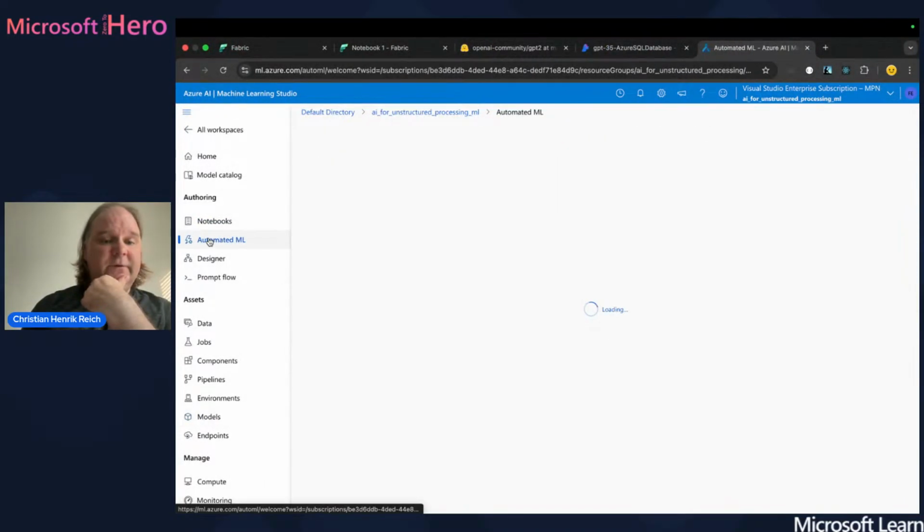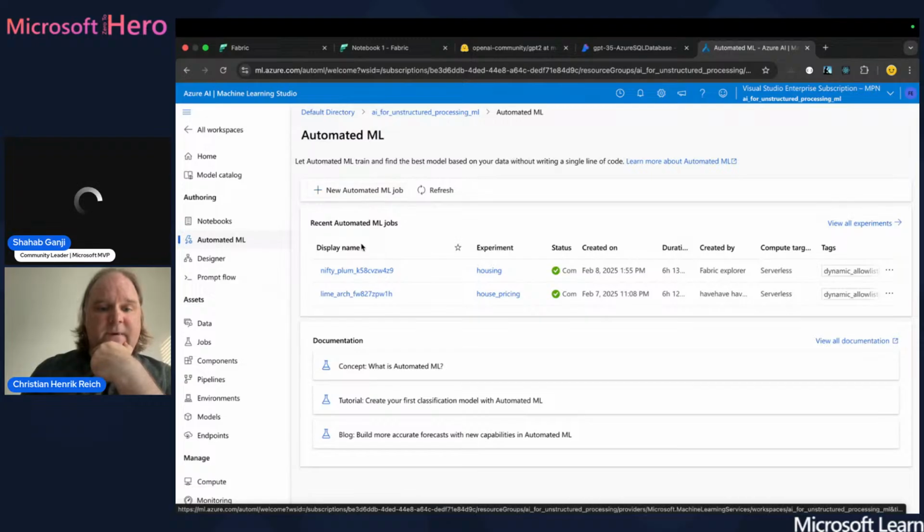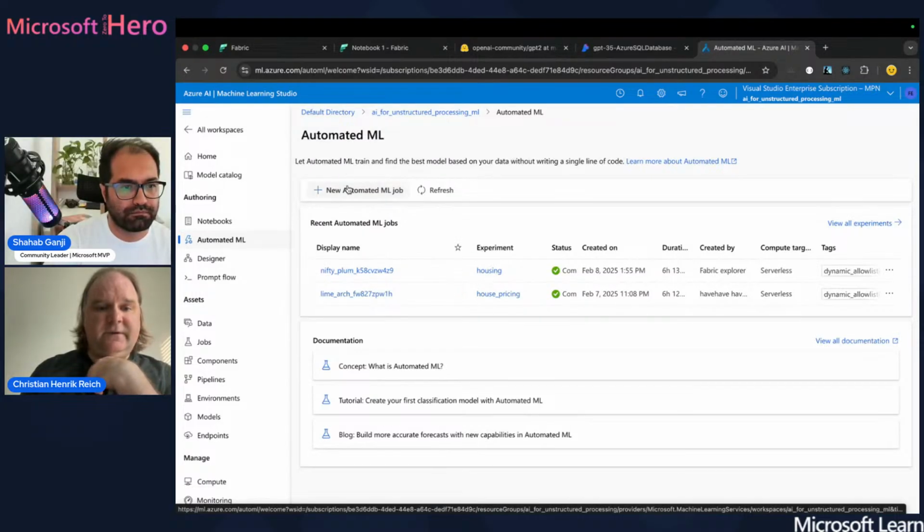I can start by showing here. So let's say I have a data set with housing prices.